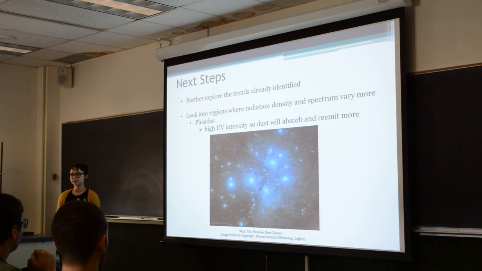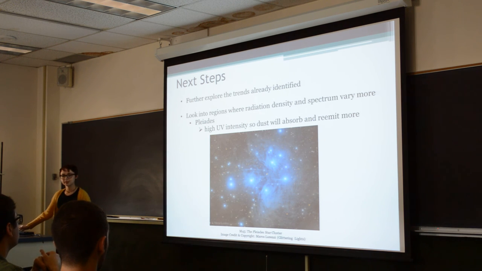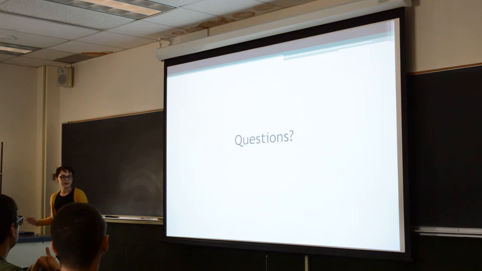Our next steps are to further explore these trends that we've already identified and look at these regions in more detail to see what kind of sources are in and around them. And then we want to look at regions with a lot different energy density and spectrum to see how variations occur. We're going to look at the Pleiades and see how the high UV intensity in this region affects the PAH emissions and if that correlates with what we've already found. And I'd just like to say thank you to Rick and my mentor, Dr. Witt, for all your help so far this summer.